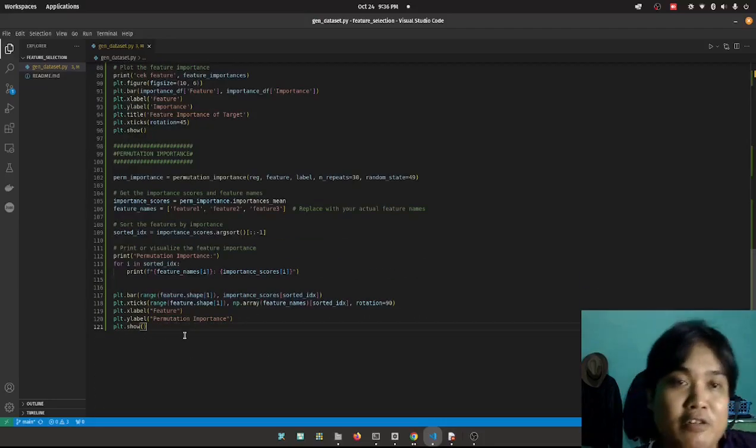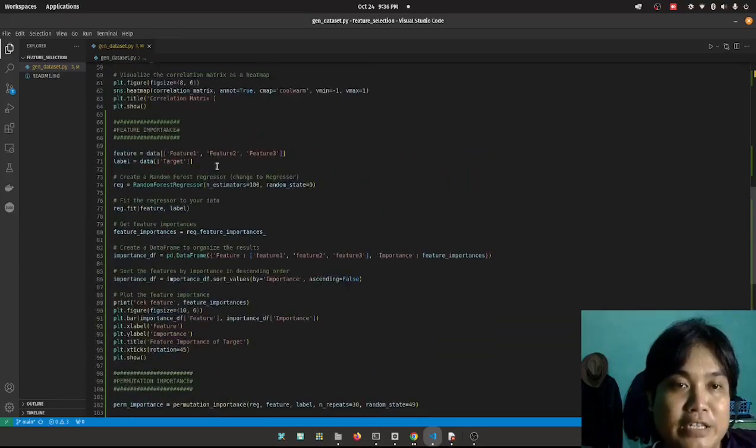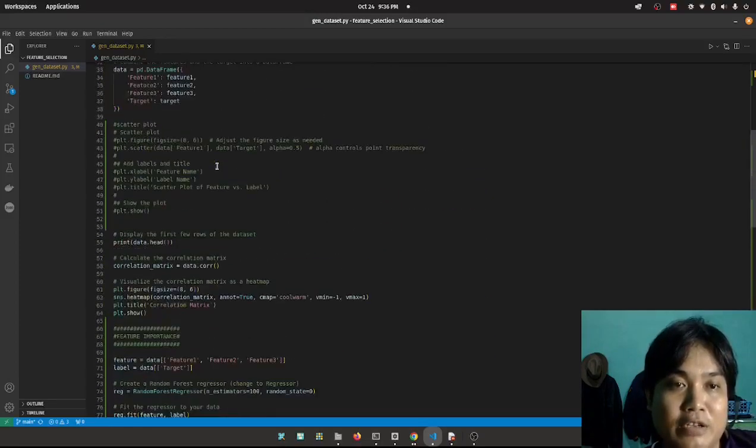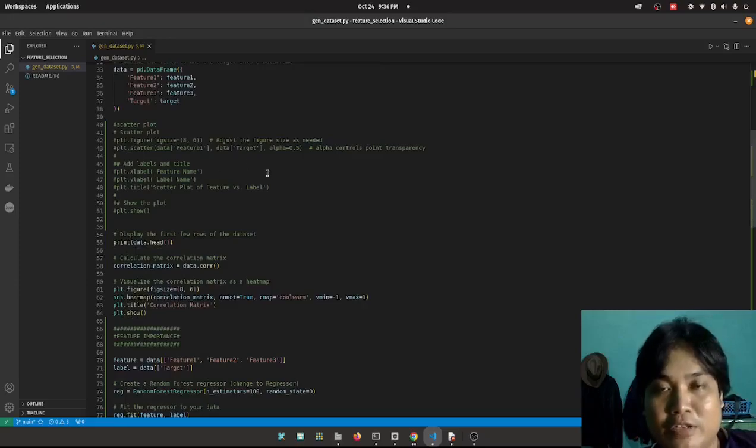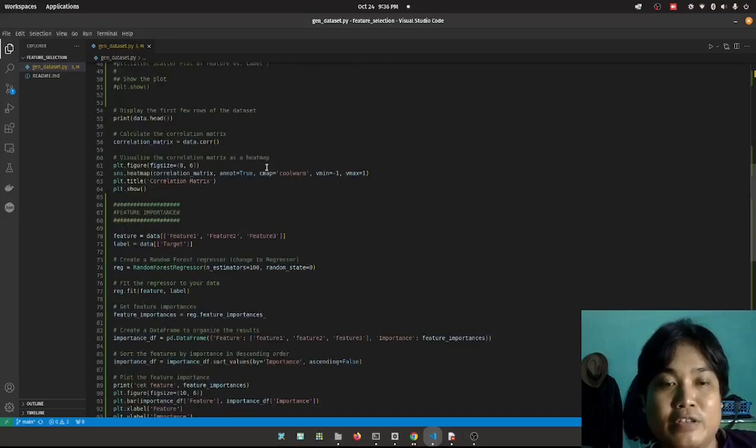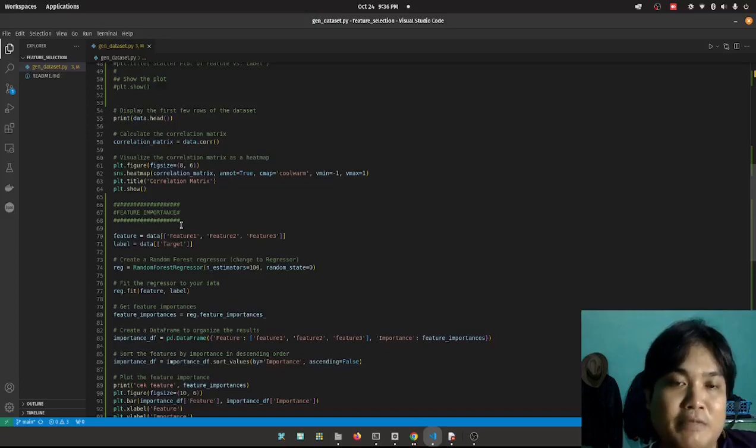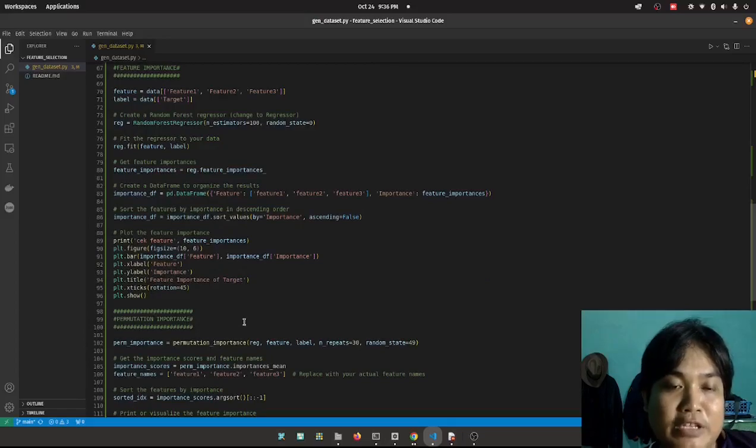So that is why correlation will not always work in real world datasets. This is why, when you are doing a machine learning project and doing feature selection, I think you must always prefer using non-linear feature selection like feature importance or permutation importance.